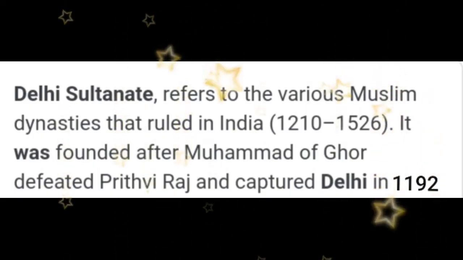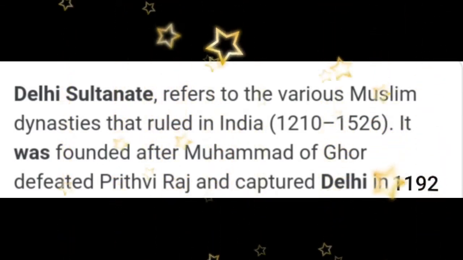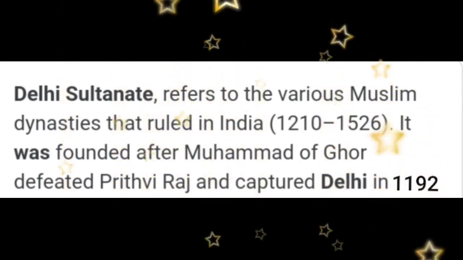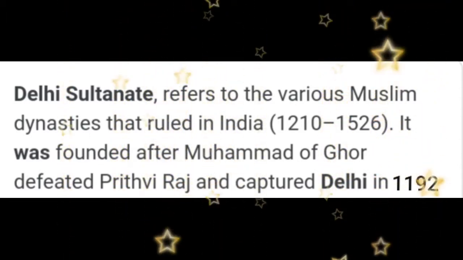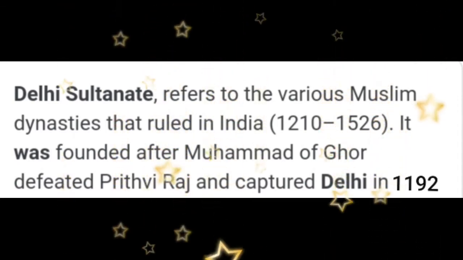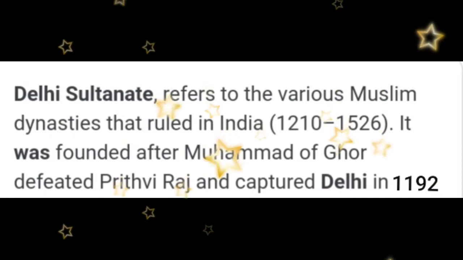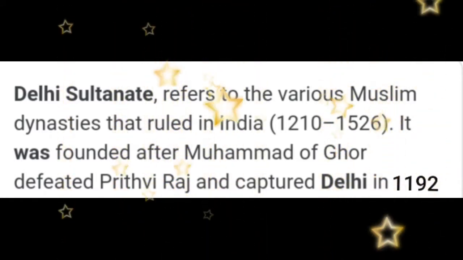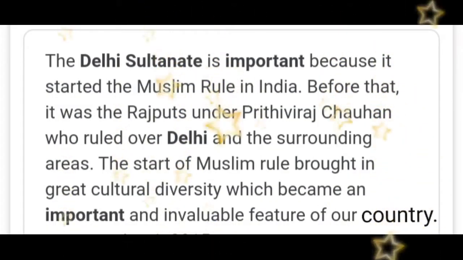Hi viewers, today we are going to see class 7 term 1 unit 4, the Delhi Sultanate. The Delhi Sultanate refers to the various Muslim dynasties that ruled in India for the period 1210 to 1526. It was founded after Muhammad of Ghori defeated Prithviraj Chauhan in the Second Battle of Tarain and captured Delhi in the year 1192. Why was the Delhi Sultanate important?